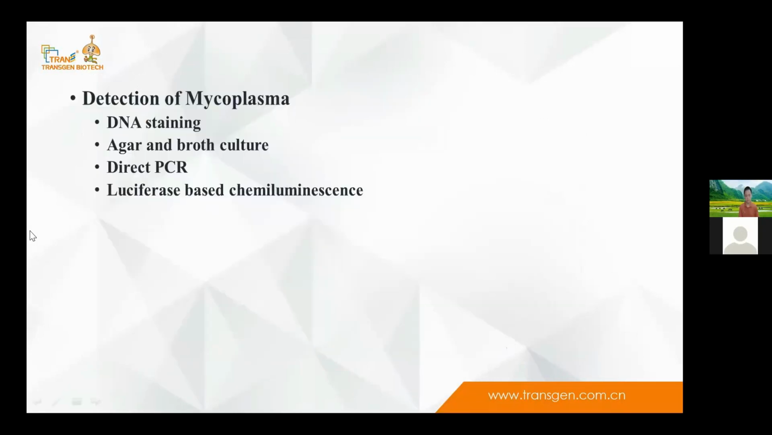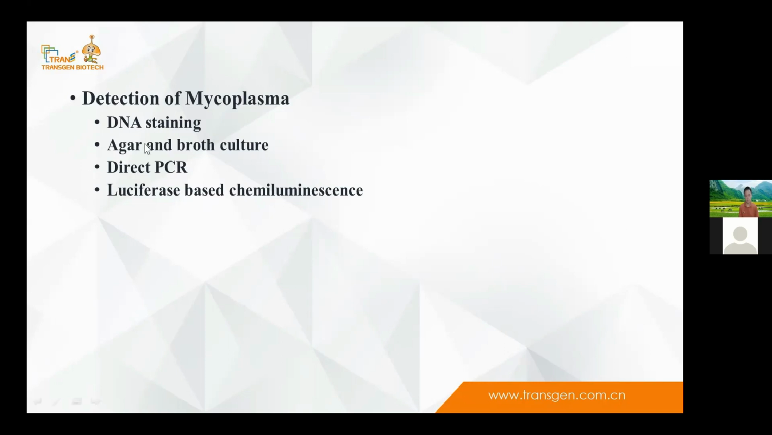For the detection of mycoplasma, we have 4 different methods. The first one is DNA staining. DNA staining will stain the mycoplasma's genomic DNA, and it shows a light blue light under the microscope. The other one is the agar and broth culture. But this one is a complex system, and the results can be vague when we do the experiment.